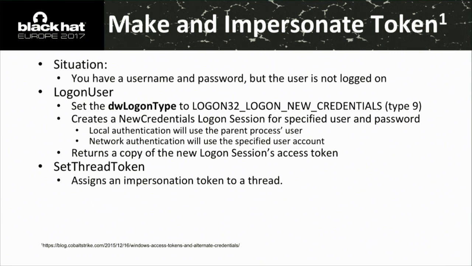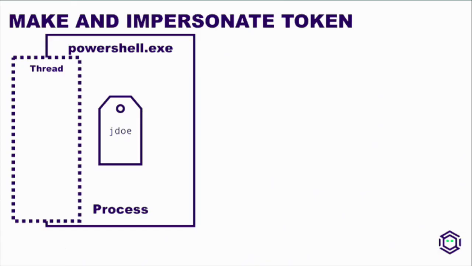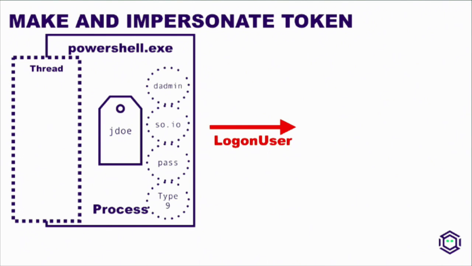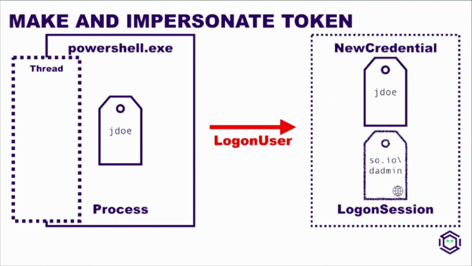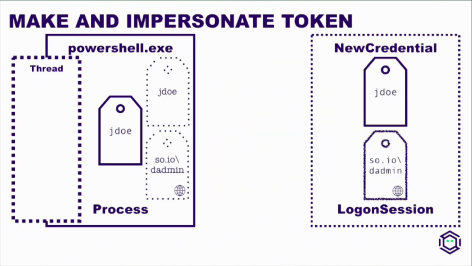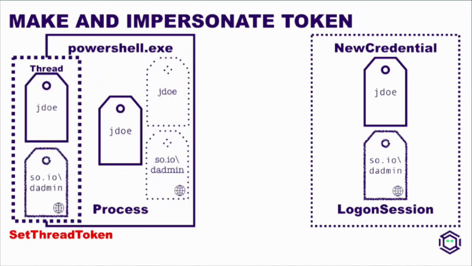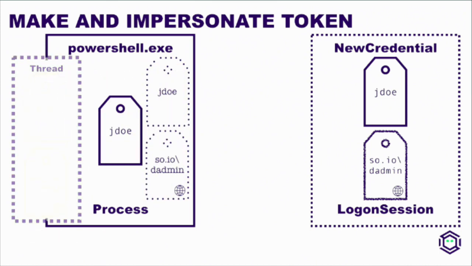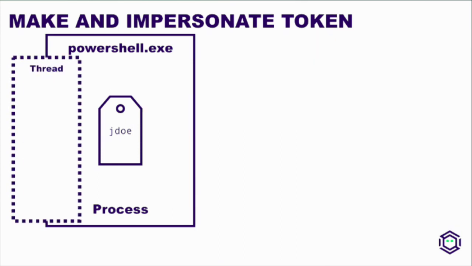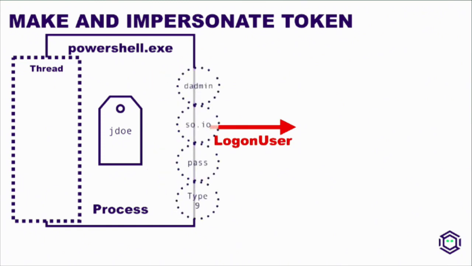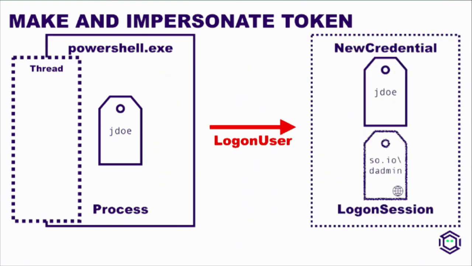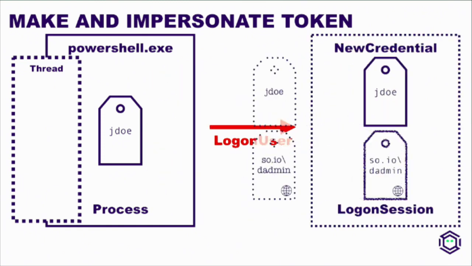If we go to the next slide, this will hopefully make more sense. I'm going to call LogonUser and pass this domain admin username and password, right? It's going to create a new logon session of type new credentials, with a John Doe local user and a domain admin network user. And then that's going to be applied to my thread. If you just query the access token, it will appear to be running as John Doe. But when I make my network connection, I'll be running as domain admin. So it's a little more stealthy than just stealing the token.